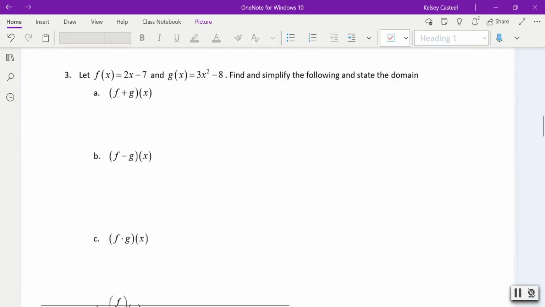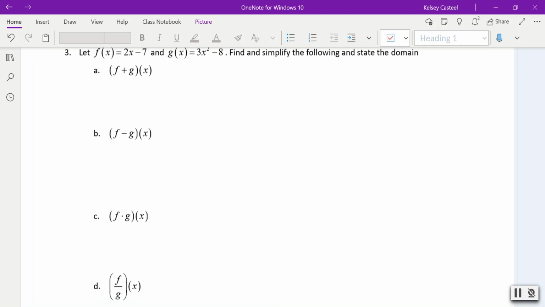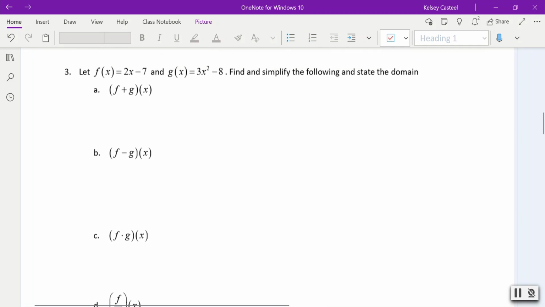Let f of x be equal to 2x minus 7 and g of x equal to 3x squared minus 8. Given these two functions, find and simplify the following and state the domain. In each sub-question here, we are going to create a new function given the two functions f of x and g of x. And then after we simplify what that new function is, we'll state the domain.